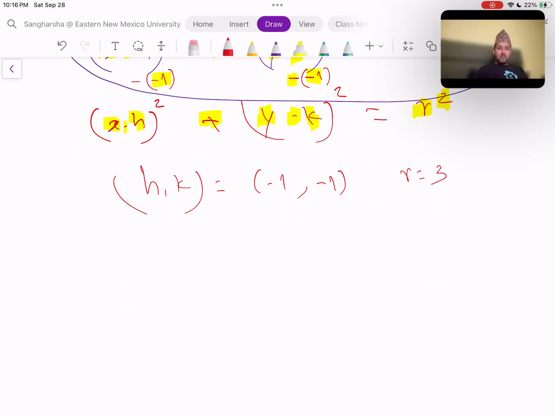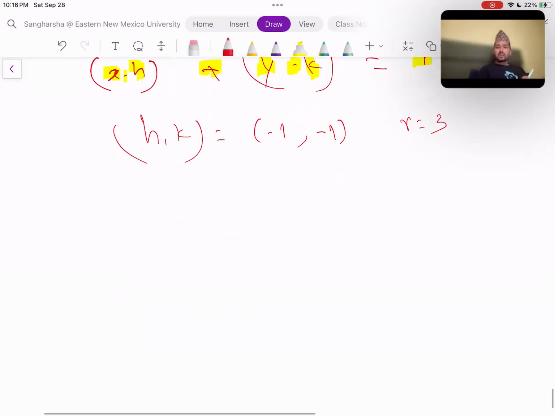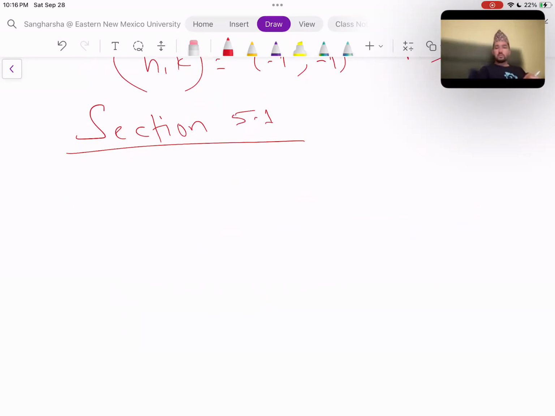Okay, so we have 1, 3. So out of 1, 3, let me pick one. Okay, so I will solve one system of equation and I want you to solve another. Okay, I want you to practice the other. Okay, 1 and 3. So which one do you want me to solve out of 1 and 3? This is section 5.1. Do you want to pick one for me or you want me to pick? Okay, I will pick 1.